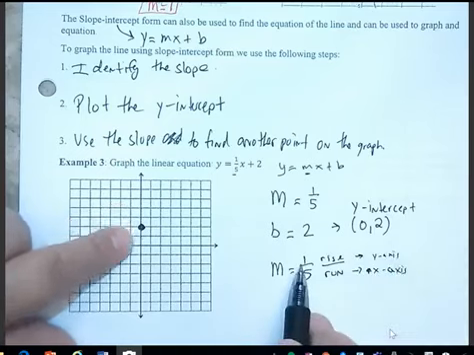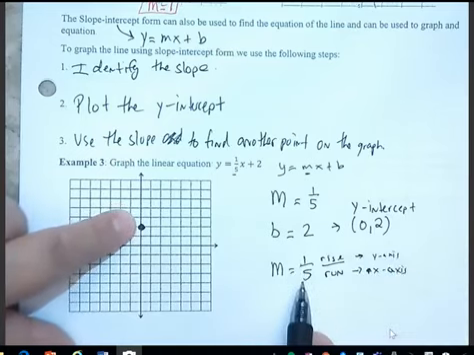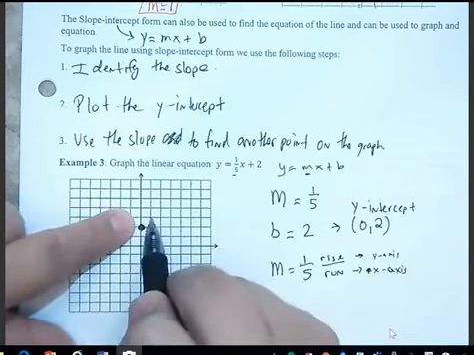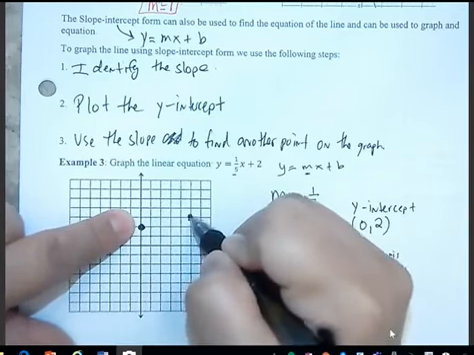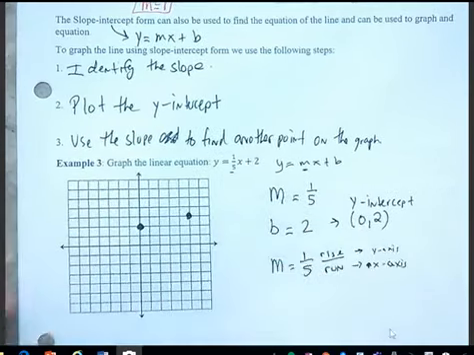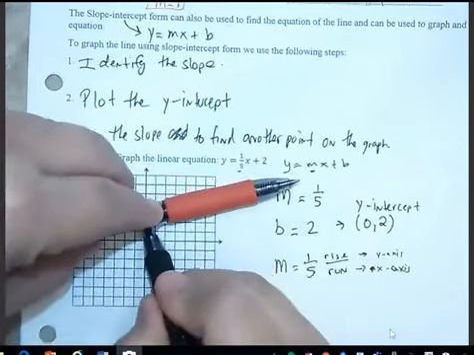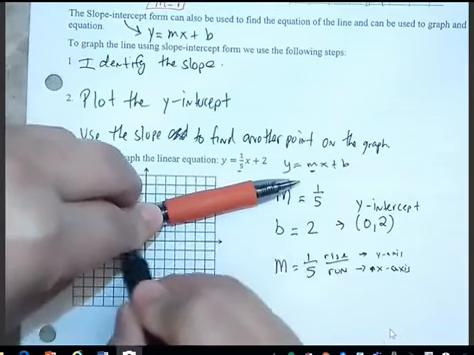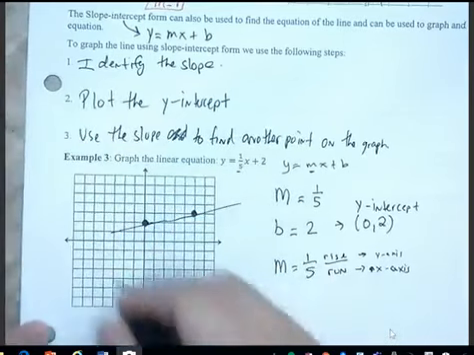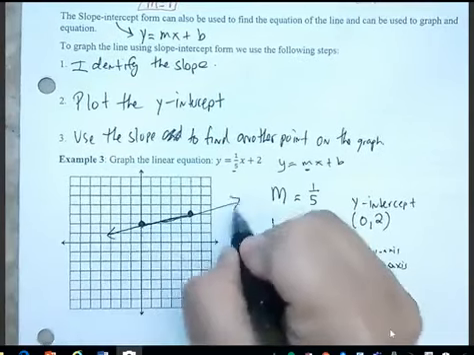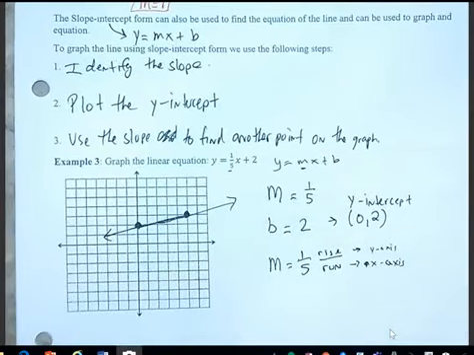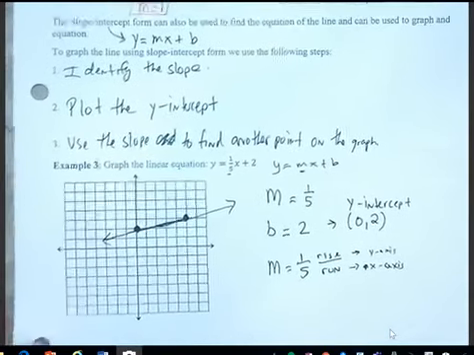Since the 1 is positive, we move up, and then the 5 is positive, we're going to move to the right. And so here would be our next point. And so now that we have that, we can just sketch the graph by connecting these two dots. Okay, so this is another way that you can graph if you have a line. Let's try a couple more.